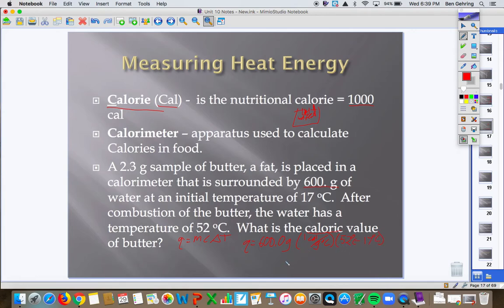If I multiply all this across, I get a Q value of 21,000. That's little c calories. For caloric value, I need the big C, or the kilocalories. So I'm going to divide this by 1,000, and I get Q equals 21 kilocalories, or capital C calories. So this one should be 21,000 little c's, or 21 kilocalories.